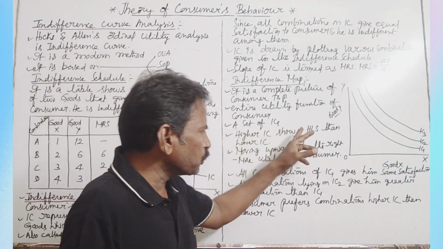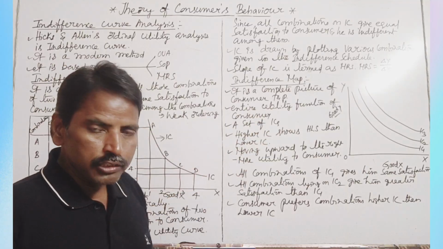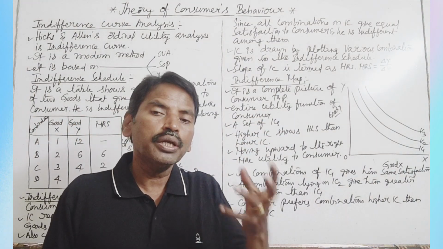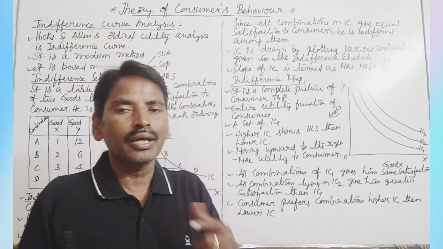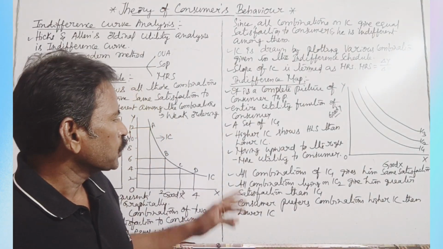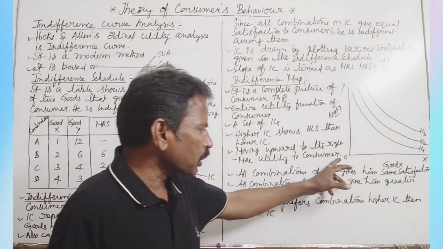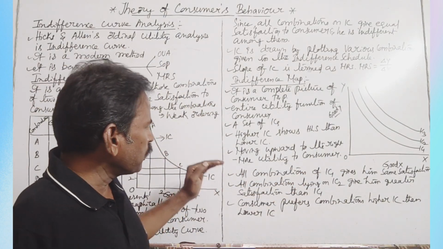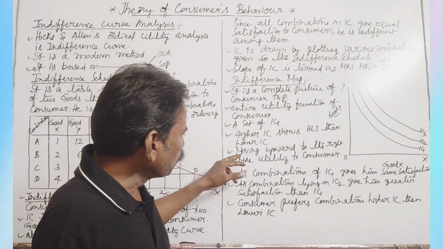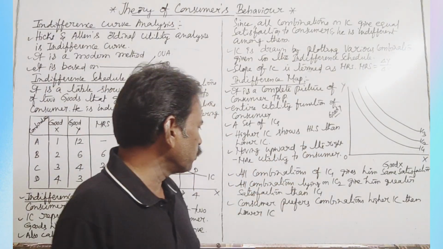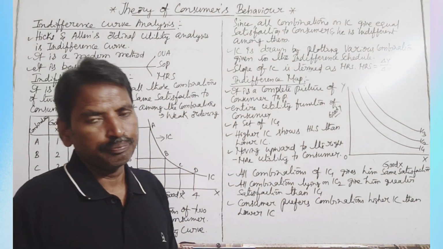A higher indifference curve shows a higher level of satisfaction than a lower indifference curve. That means a lower indifference curve shows a lower level of satisfaction. So, moving upward to the right, more utility to the consumer, and vice versa.